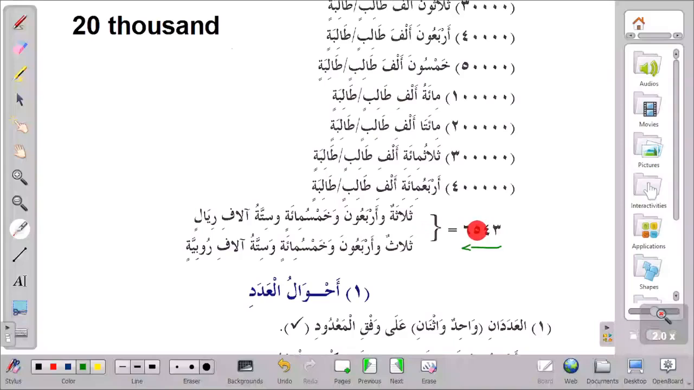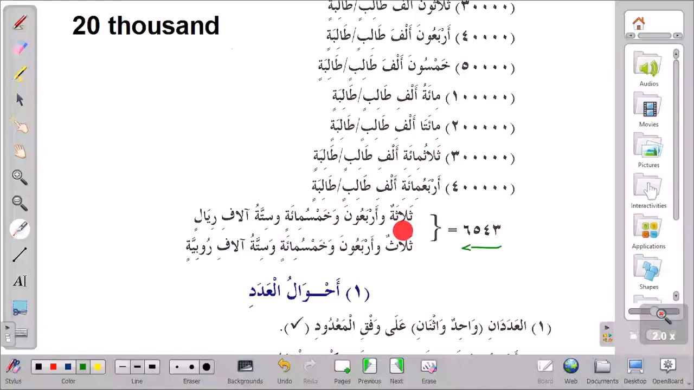Then the 500 will be what? Khamsu mi'atin. Okay, khamsu mi'atin is like that. It doesn't have masculine or feminine. Khamsu mi'atin. Then the 6,000, the same thing, sittatu alafi. Okay, sittatu alafi would be it. So that's what happens. That's how he conjugates it. I hope that is clear.